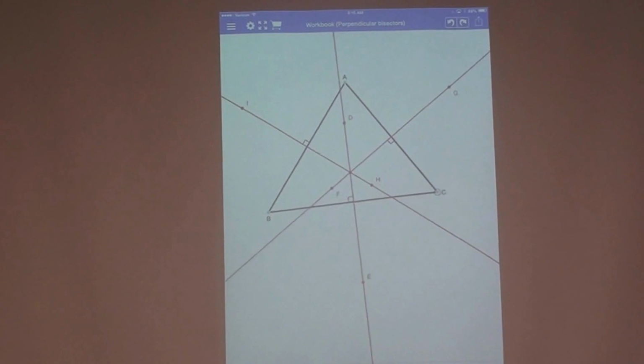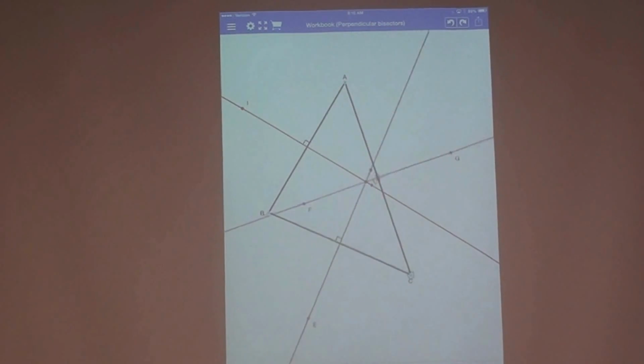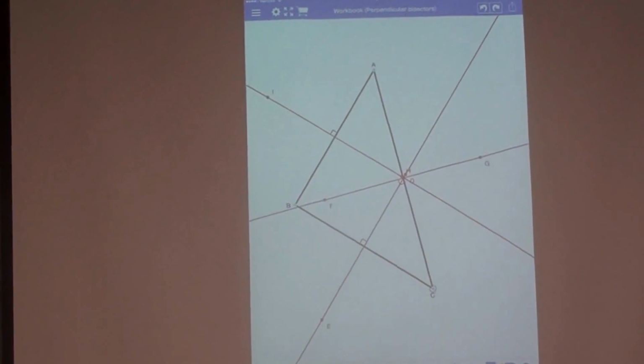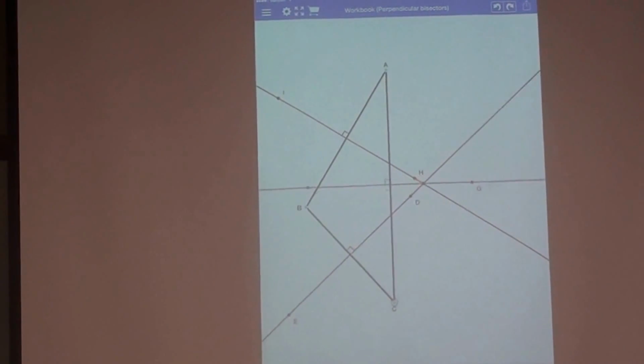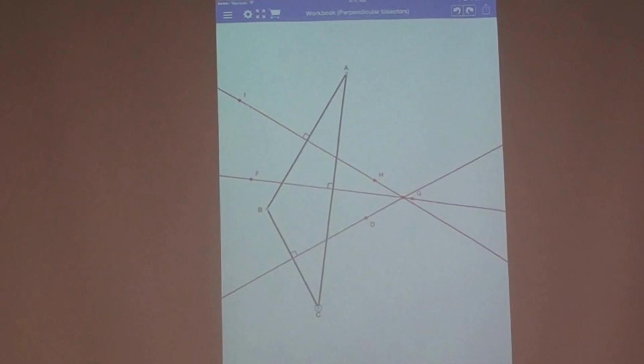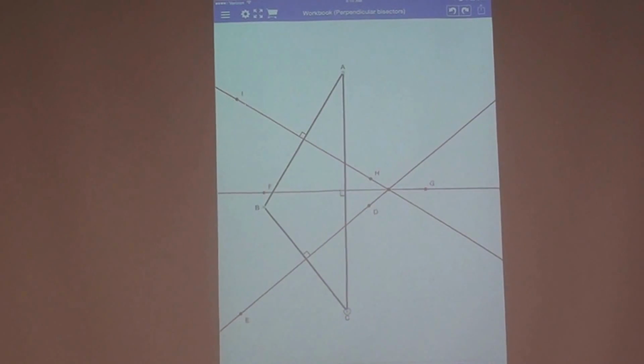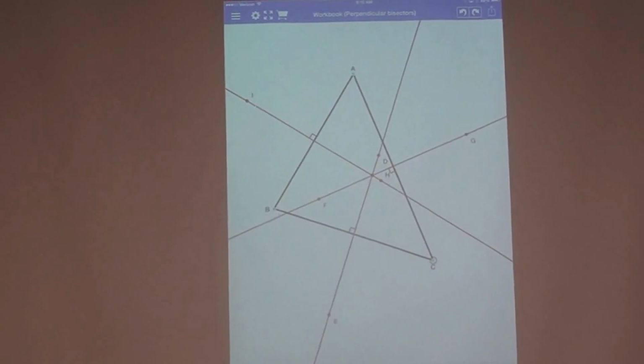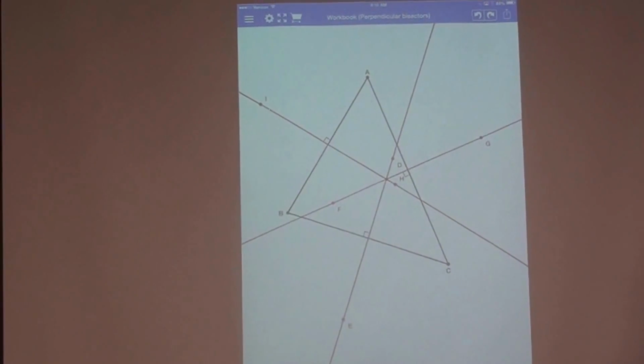And we said if the triangle was acute, it was inside. If the triangle was a right triangle, the circumcenter was right on the hypotenuse. And if the triangle was obtuse, the circumcenter was outside of the triangle. But we spent a couple days looking at that, so just a real quick review of perpendicular bisectors.